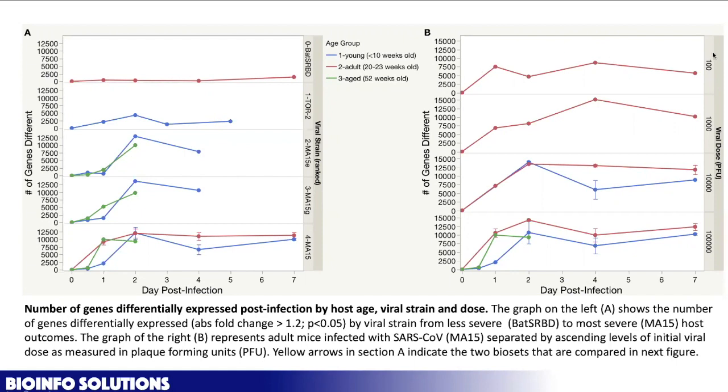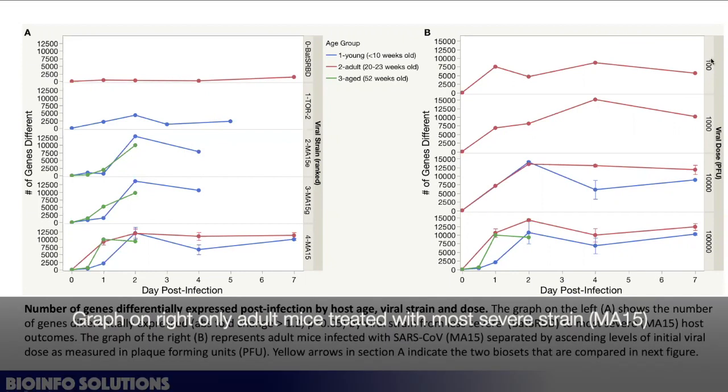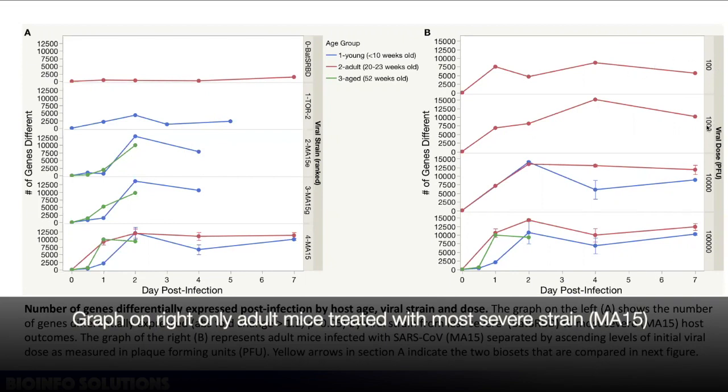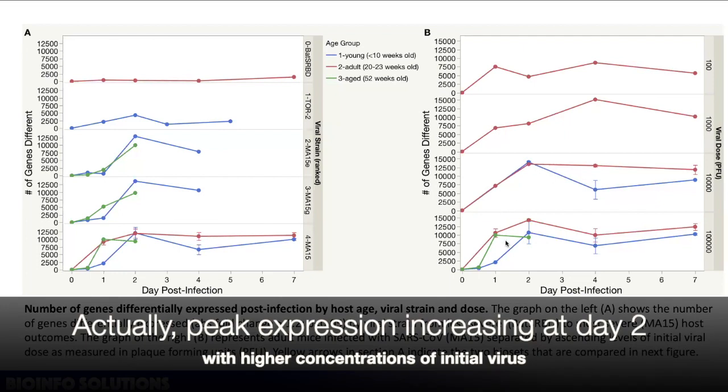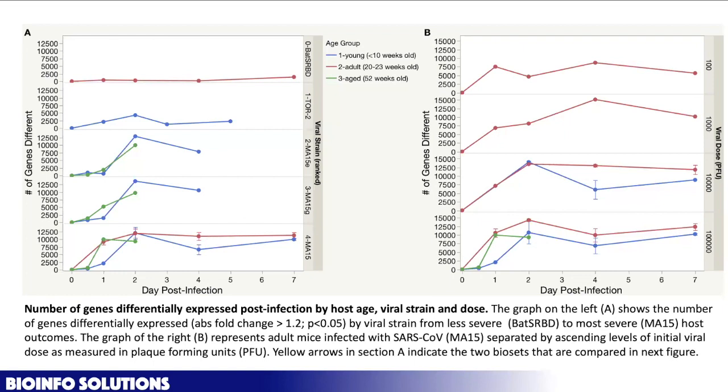Again, we can look over here. These are different initial viral doses. As you can see, as we increase the initial viral concentration with infection, the earlier and greater the changes in gene expression go. Again, this doesn't really fit the idea that with more virus you get suppression of the immune system. At least as far as the number of genes that change, I'm not seeing this.